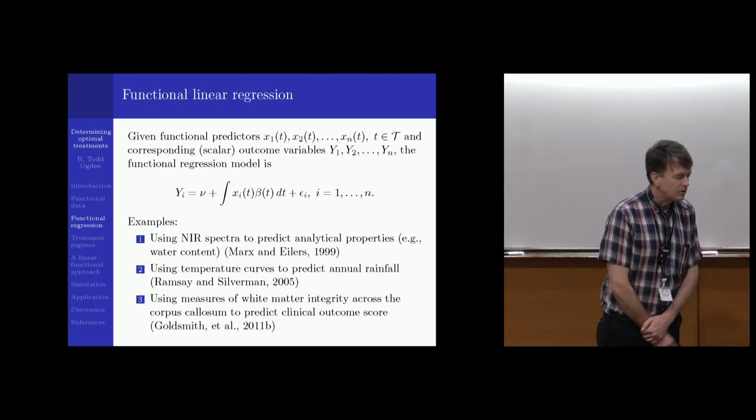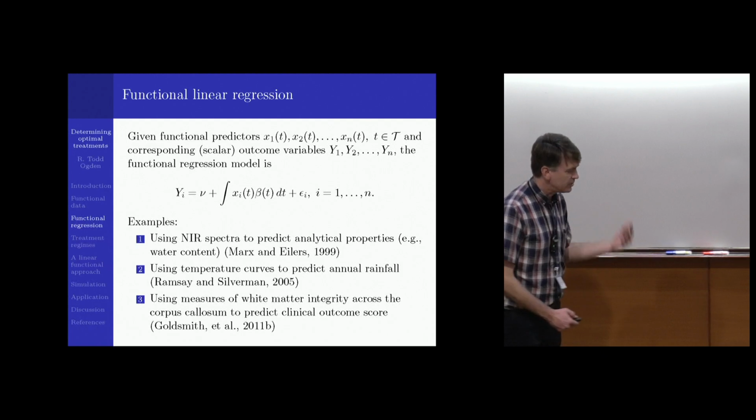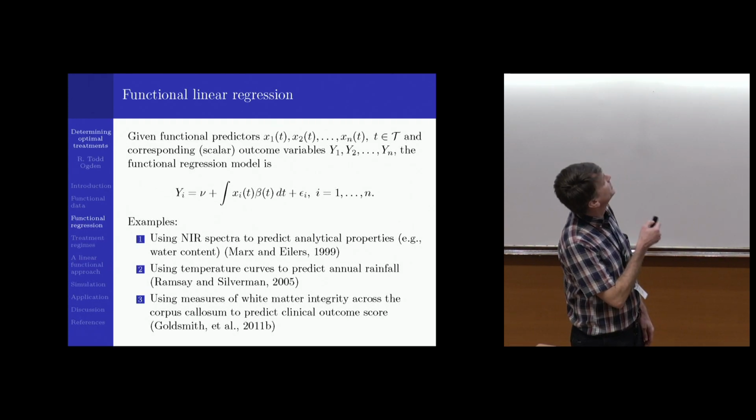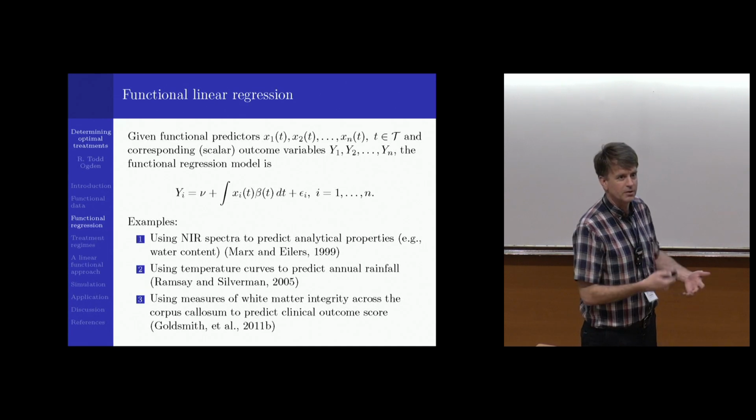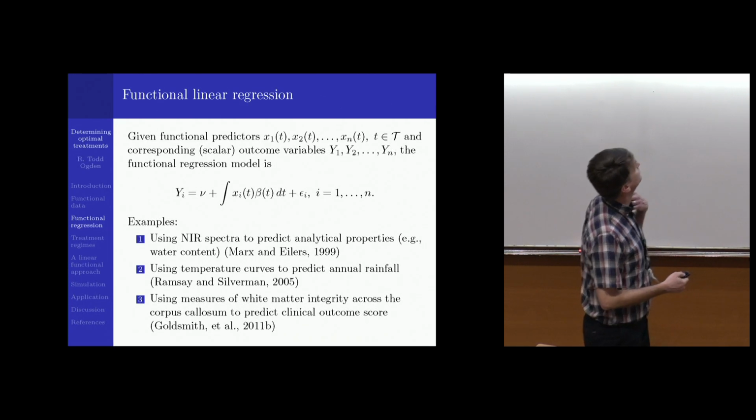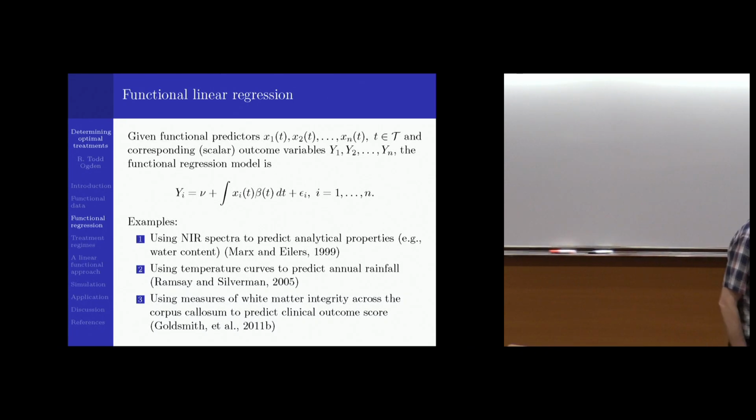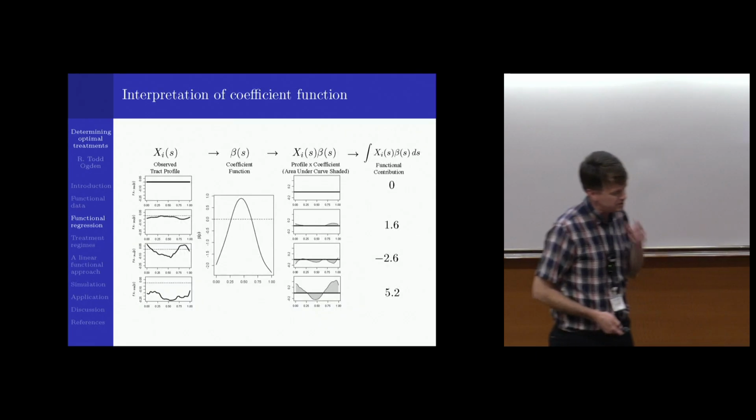Now from there we can go to functional linear regression. I showed you an example a minute ago, but this is the idea. You take this L2 inner product with your functional data and you predict some scalar outcome. People have been thinking about this for a while, and here are some examples. And I'll show you an example with precision medicine in a little bit.